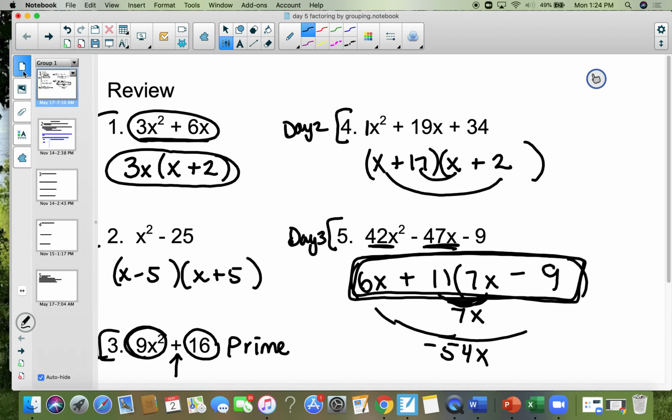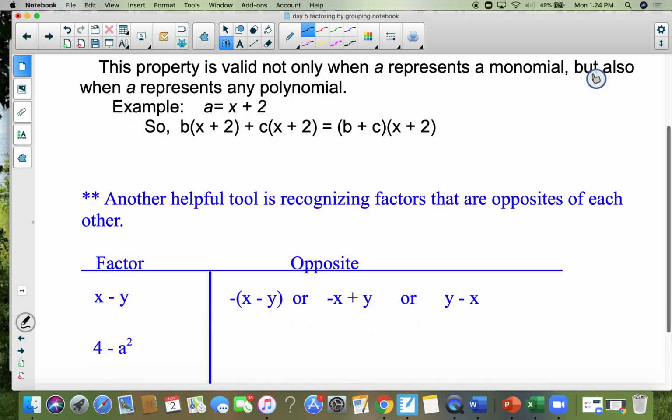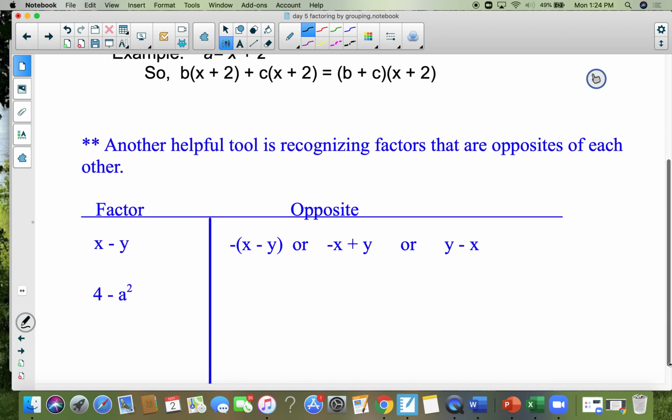Now comes the next way of doing it. It's called factoring by grouping. So I want to come down here and just show you some things here. X minus y, the opposite of x minus y. These are all different ways of writing the opposite. A negative out in front of all of it is one way of writing the opposite. Changing the positive x to a negative x and the negative y to a positive y, or rewriting it as y minus x. Those are all the different ways you can write the opposites.